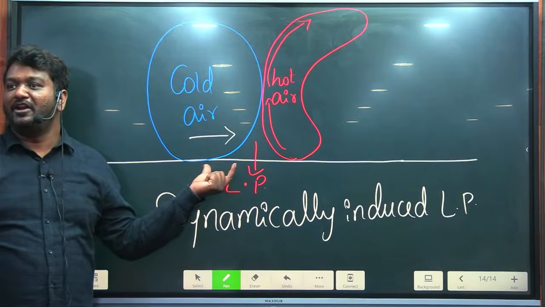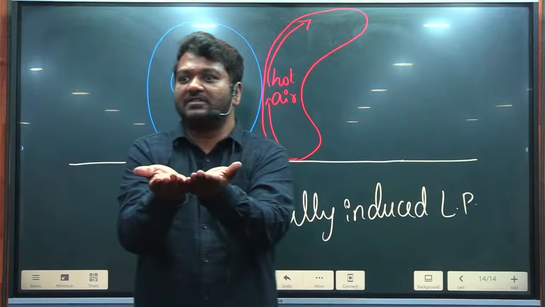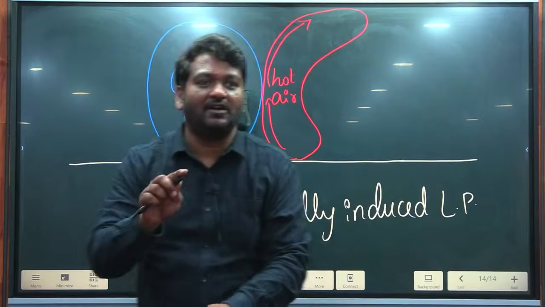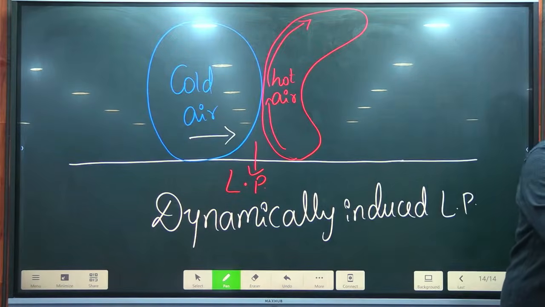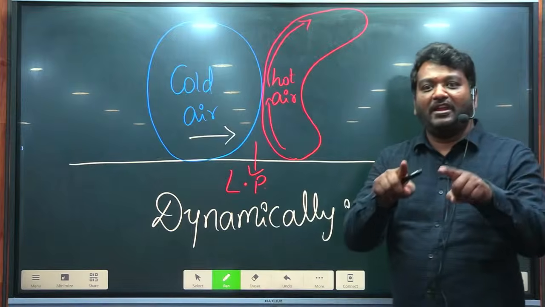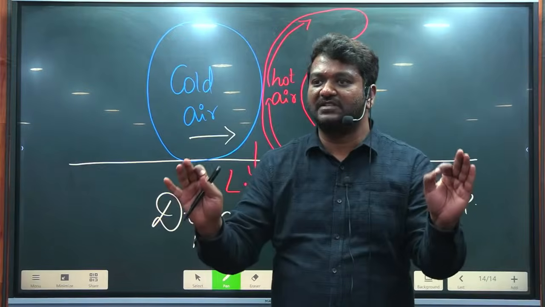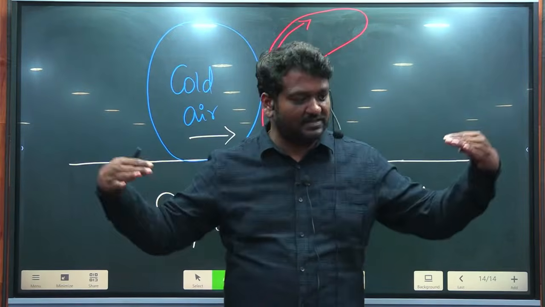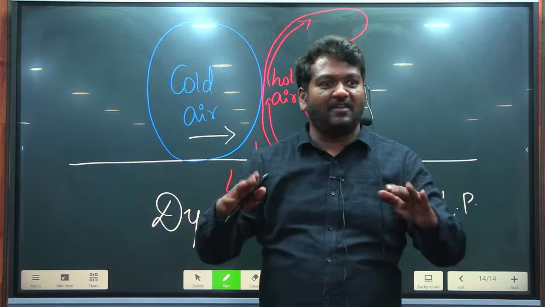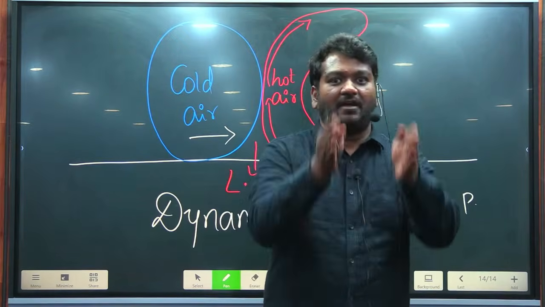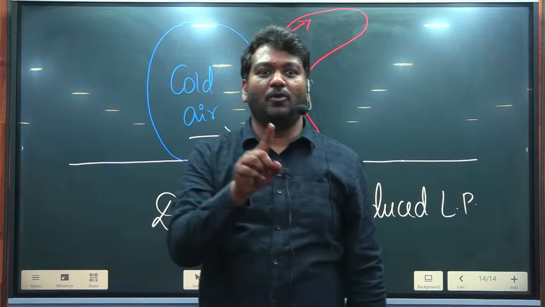What is dynamically induced? When hot and cold air converge. Which rises? Hot air rises. That is called what? Dynamically induced. But I want you to tell me whether it is dynamically or thermally. In any type of low pressure, is the same phenomenon occurring? What is the same phenomenon? Air is converging and air is rising. Wherever air converges and rises, you will have low pressure.